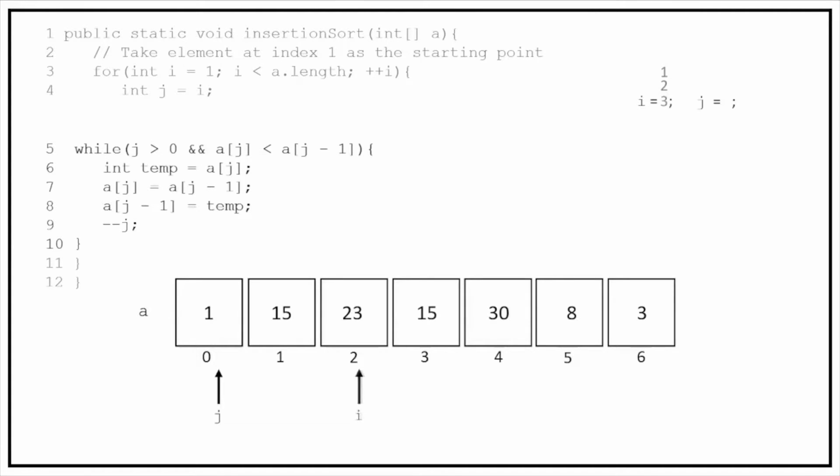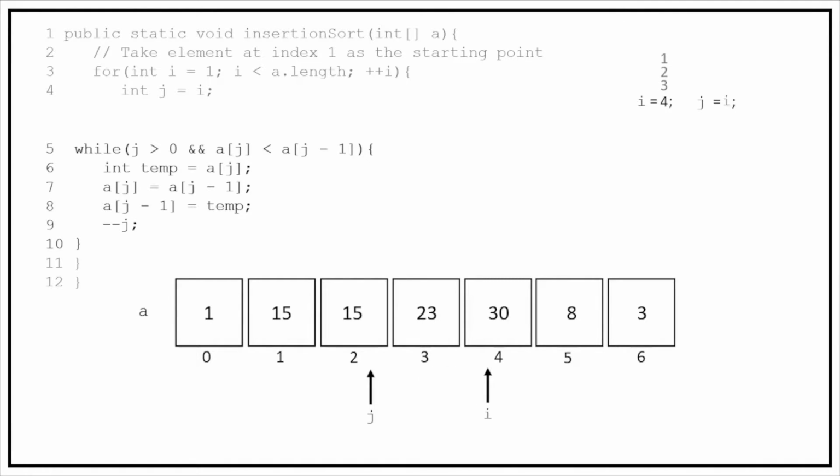This means I will now be equal to 3, J will be equal to I, which is 3, and we begin again. Starting, we have, is 3 greater than 0? True. And we have, is 15 less than 23? True. This means we will swap and de-increment J, which means J will now be equal to 2. Now we have, is 2 greater than 0? True. And is 15 less than 15? Not really. This means that the Boolean statement is false, that iteration is done, and I will increment to 4.